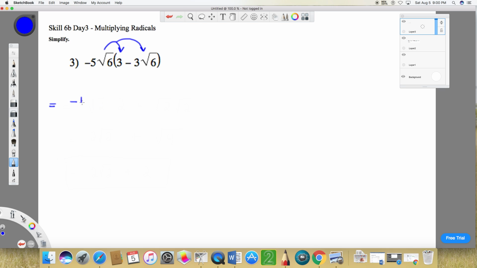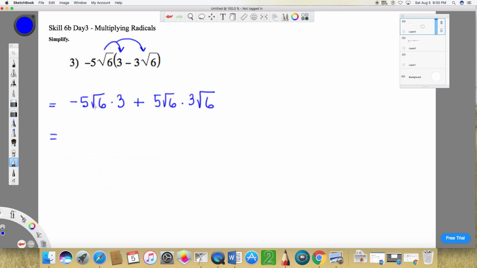So this negative 5 times the square root of 6, we multiply it times this first term, the number 3. And then with this negative and this negative, we change this to addition, and we have 5 times the square root of 6, and then that's being multiplied times this term, which is 3 times the square root of 6. You can multiply things in any order.